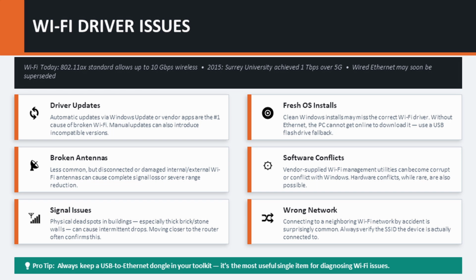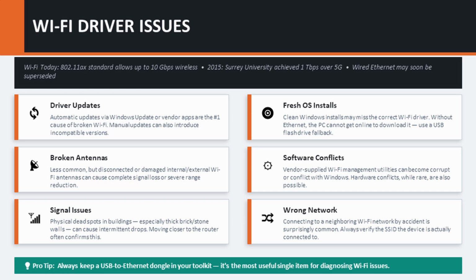to get online. Third is broken or disconnected antennas, which are less common but can cause complete signal loss, especially on laptops that have been dropped or disassembled. Fourth is software and hardware conflicts, particularly vendor-supplied Wi-Fi management utilities that can develop faults or conflict with Windows.